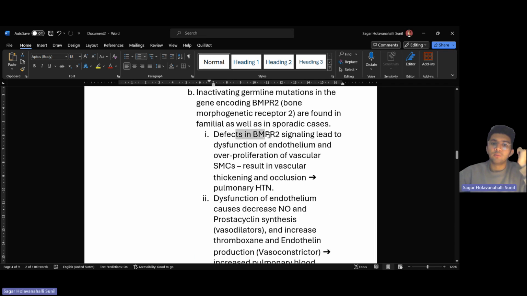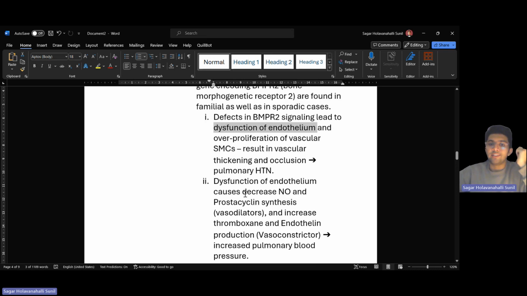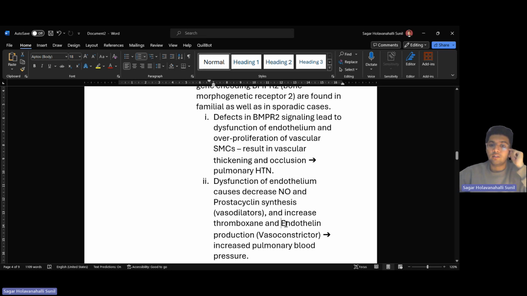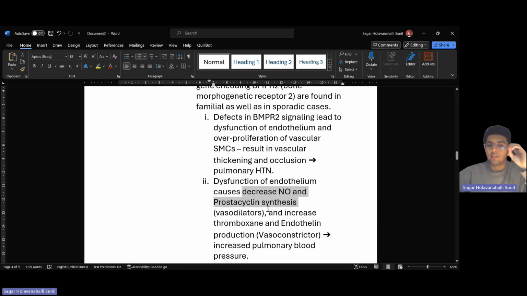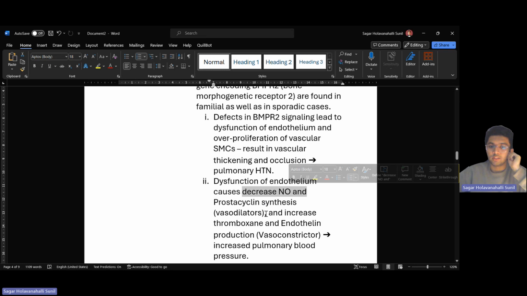And because this will also lead to dysfunction of endothelium, you're going to have a decrease in nitric oxide and prostacyclin synthesis, and you know that they are basically vasodilators. And you're going to have an increase in endothelin and thromboxane instead. Well, essentially, endothelin and thromboxane are usually produced in some quantities, and nitric oxide and prostacyclin usually balance the effect of endothelin and thromboxane. But of course, when you have a decrease in these two, the effect of these are going to increase, and that's going to cause vasoconstriction.